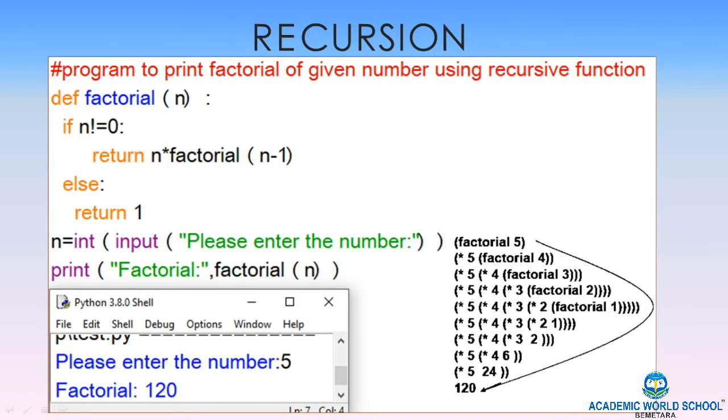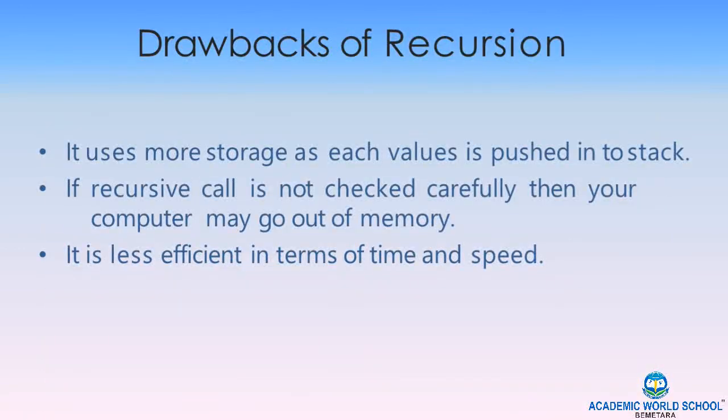All of you understand? Drawback of recursion: it uses more storage as each value is pushed into the stack. The function calls itself again and again. If the recursive call is not checked carefully, then your computer may go out of memory. Sometimes if the condition is not fulfilled, it will call itself again and again, infinitely. It is less efficient in terms of time and speed.